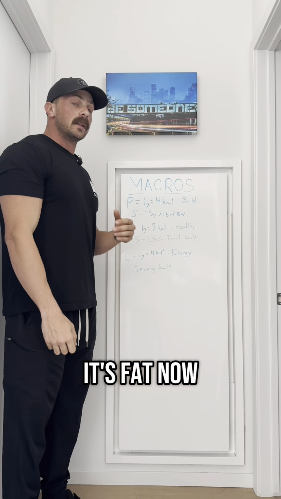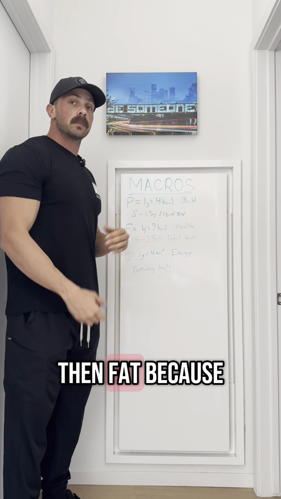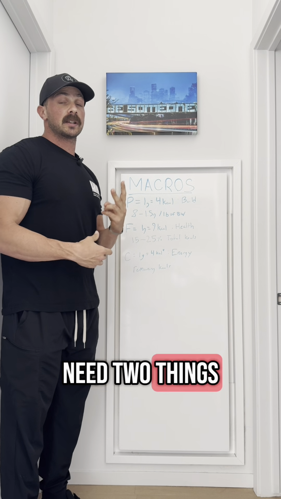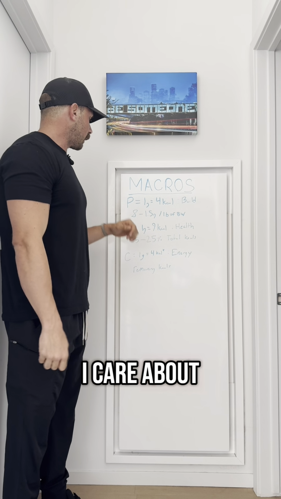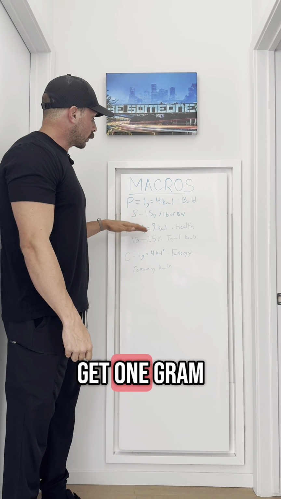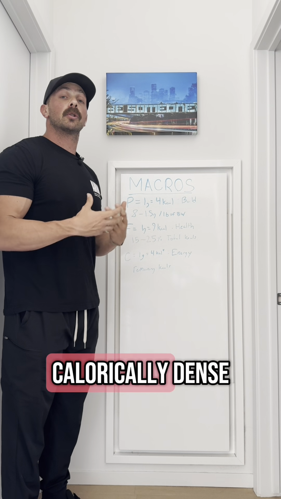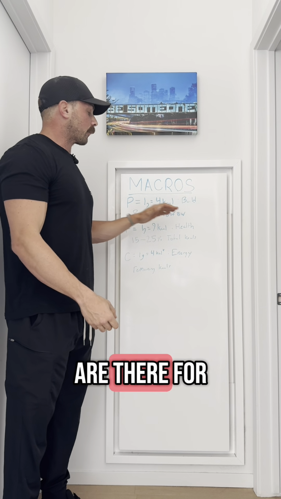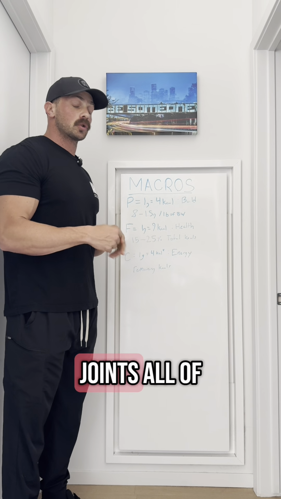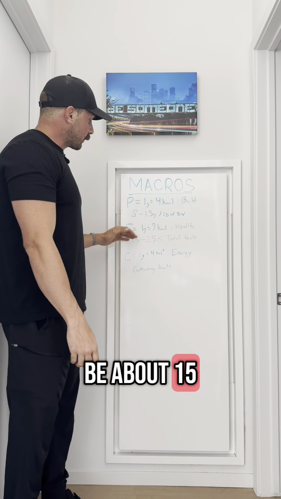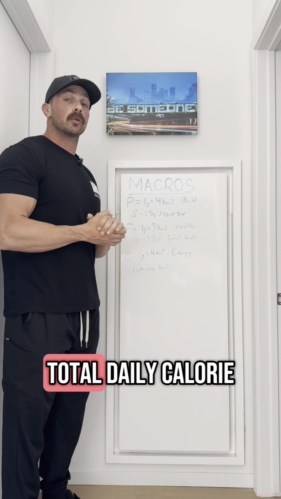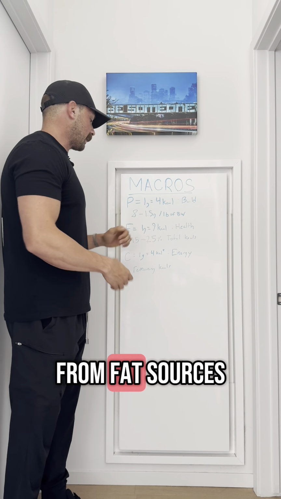Next is fats. I always go proteins, then fats, because our bodies essentially need 2 things to survive: essential amino acids and essential fatty acids. So the next one I care about is fats. For 1 gram you get 9 calories, so it is a lot more calorically dense. Fats are there for health. They're good for hormone function, joints, all of that. When I'm selecting it, I want about 15 to 25% of my total daily calorie intake to come from fat sources.